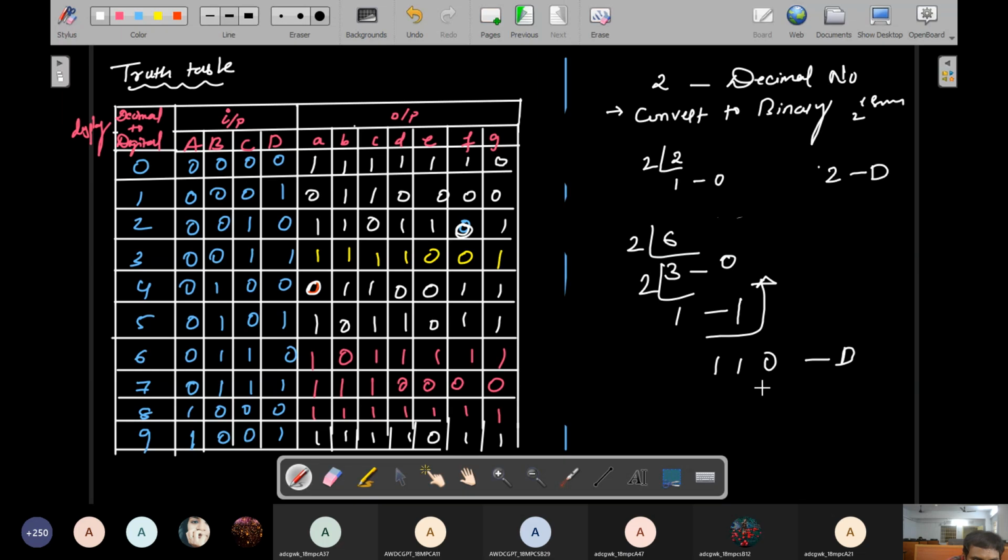There are already 3 digits, but we consider 4 inputs. In that way you have to put a 0 in front: 0 1 1 0. So understand how you will write all these things.